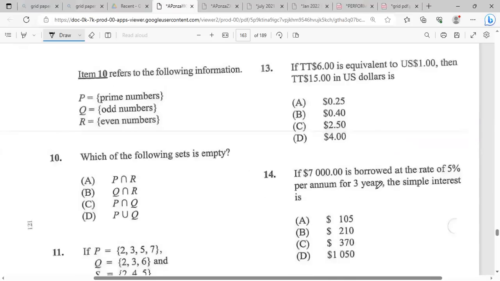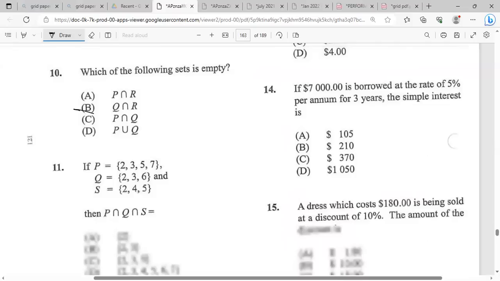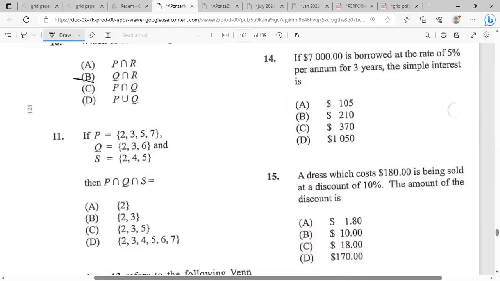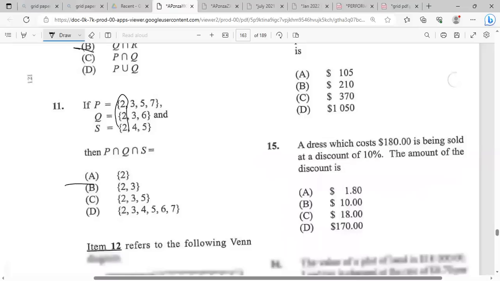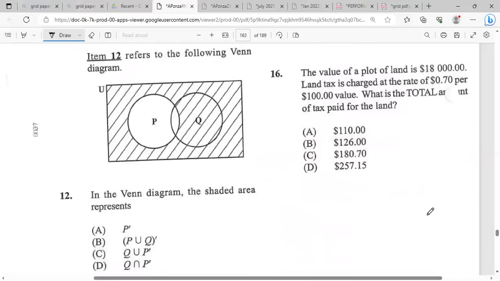Which of the following sets is empty? And we know that it's going to be even and odd. A number cannot be even and odd at the same time. That's the intersection, so that's Q and R. So that's B. Number 11 says, if P is equal to 3, 5, 7, then P intersect Q. Which number is common to all three? Line it up for you, see there? And that would be A. And for this one, it says in the Venn diagram, the shaded region represents P prime. All right, not in P, but everywhere else.